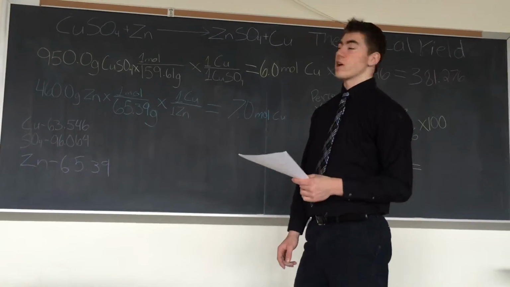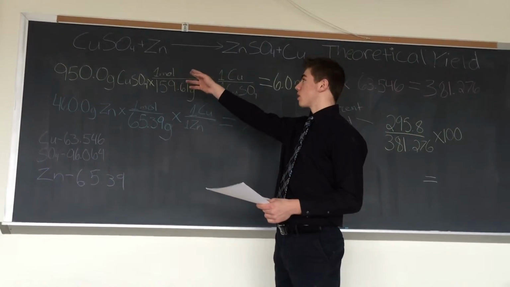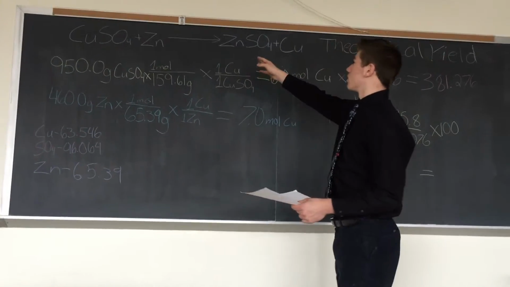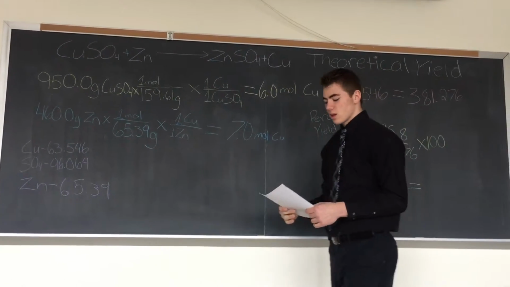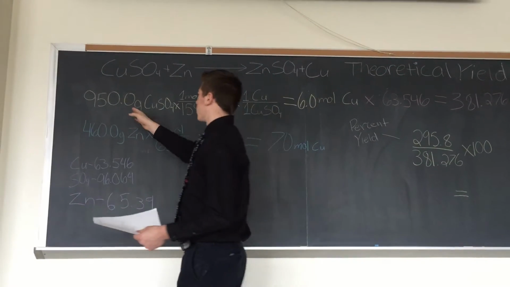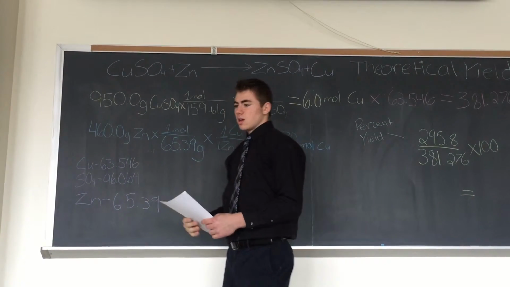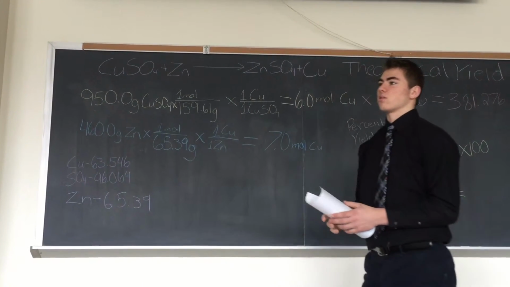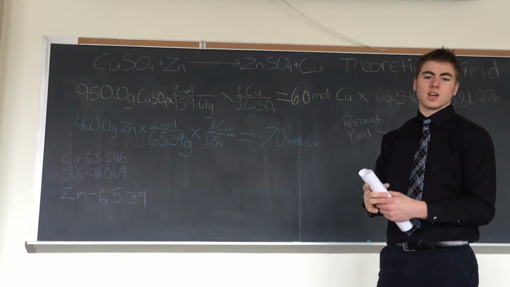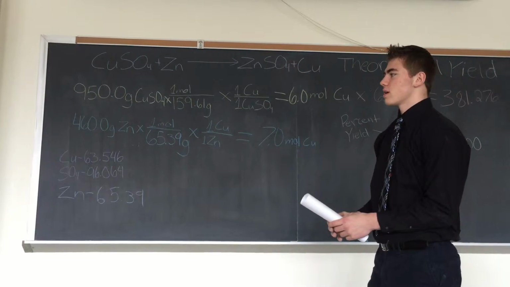You are given a chemical reaction of copper sulfate that reacts with zinc to create zinc sulfate and copper. You are given 950 grams of copper sulfate and 460 grams of zinc. Now what you're going to do is find the theoretical yield of this and find the limiting reactant.